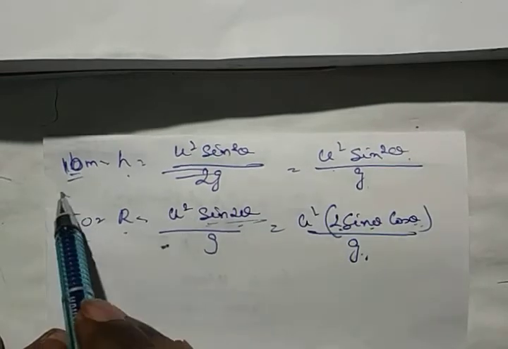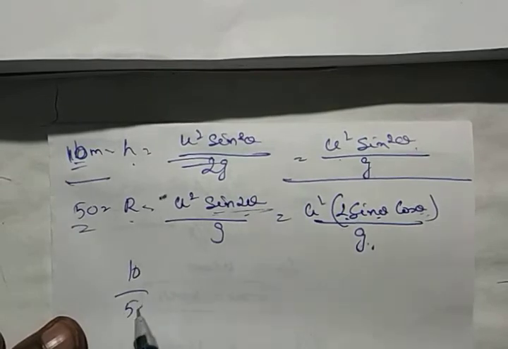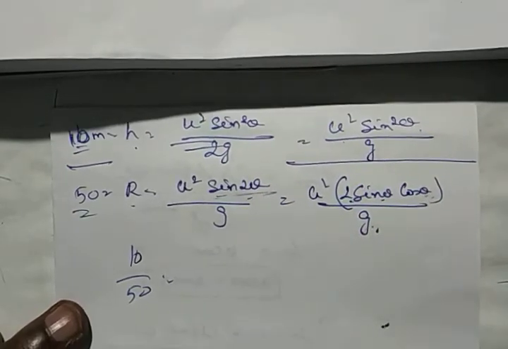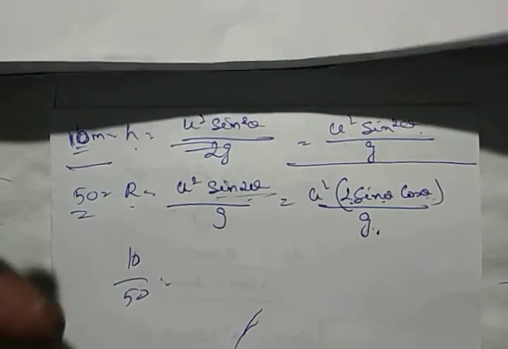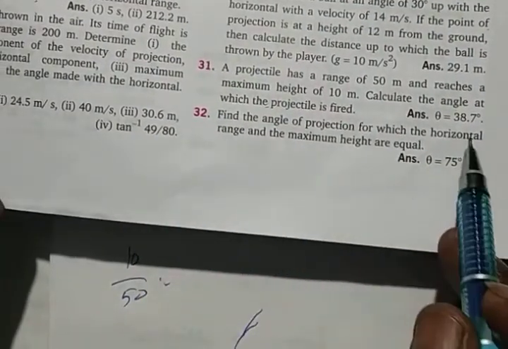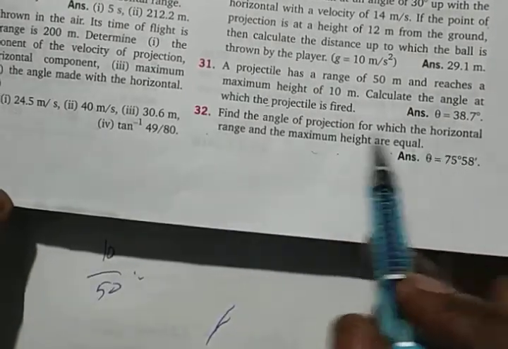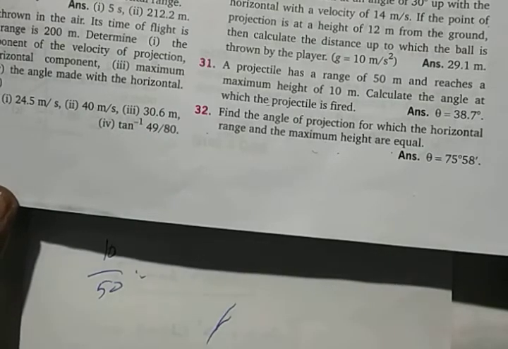So you can divide both of these. 10 by 50 is equal to, you put this 2 value and you will be able to get everything cancelled out. Finally you can easily find the answer for theta. Try this question, I will give it as homework for you. The last question here: find the angle of projection for which horizontal range and maximum height are equal. Try this one also. Range formula and height, you can just equate them and see how it comes, then you will get the value of theta.